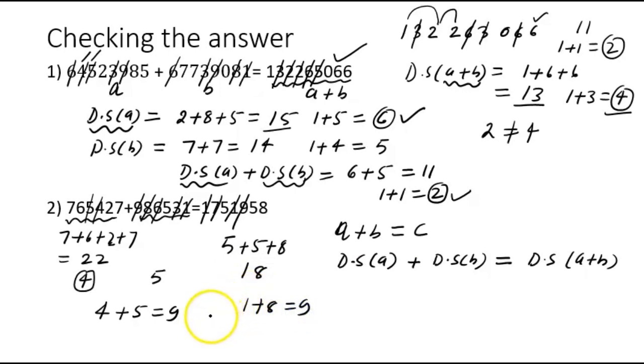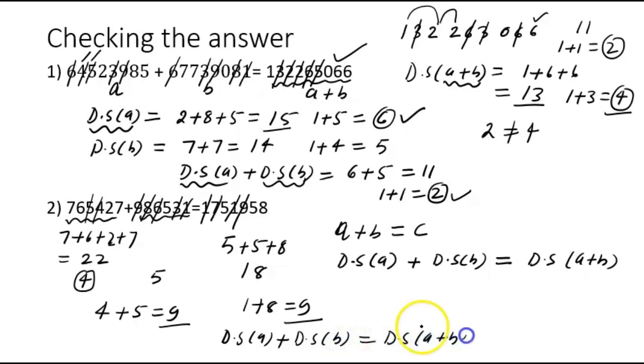So the digit sum in the left hand side and the digit sum in the right hand side both are same. So since the digit sum of a plus the digit sum of the number b is equal to the digit sum of a plus b, this addition is a correct addition. So we just learned how to check whether the addition is correct or not.